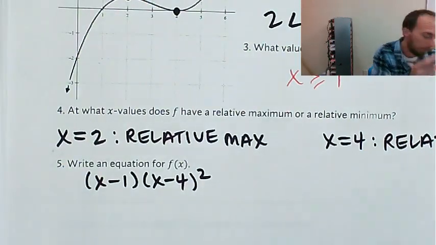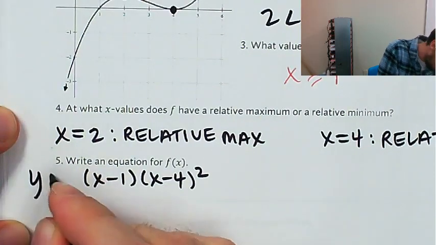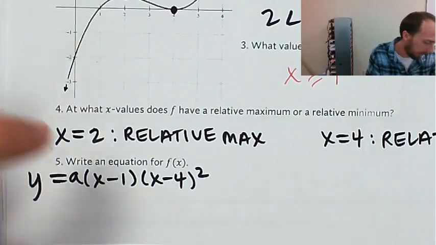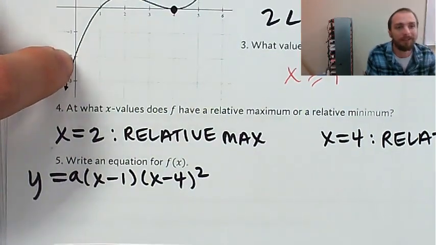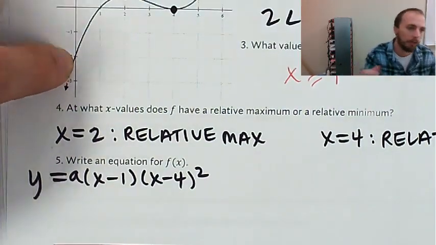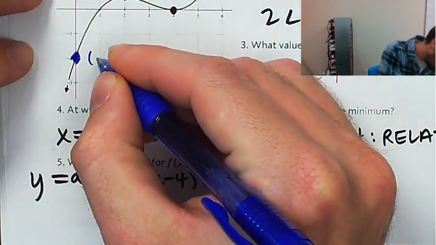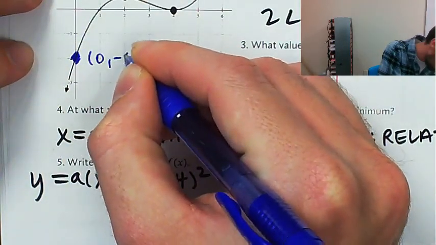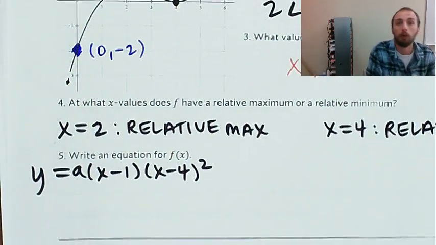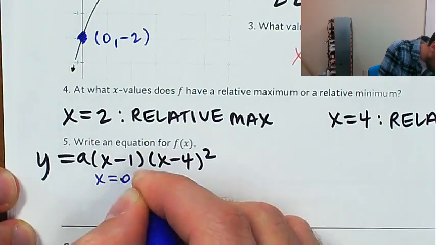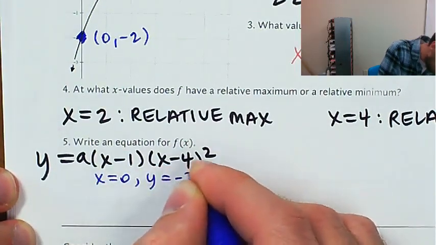And, well, we want an equation, so it's going to be like y equals, but there could be some leading coefficient, right? Because I need to make sure that whatever I have is going to cause me to run into this point. Maybe I'll just label this. So this is the y-intercept. This is the point where x is 0 and y is negative 2. So in order to solve for a, I'm going to plug in x equals 0 and y equals negative 2.